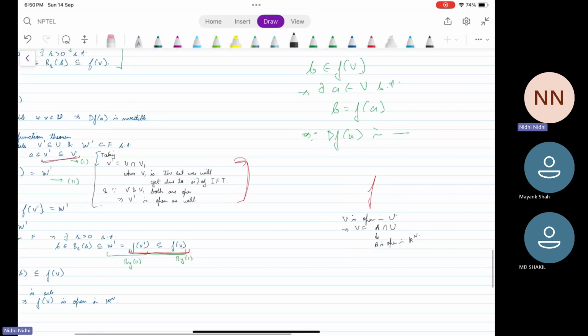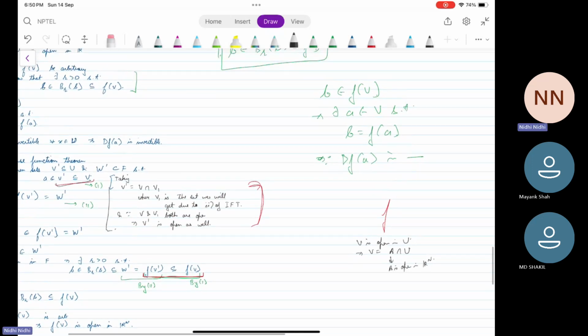Okay, okay, okay. Yeah, you're right. Because it was nowhere written that U is a subspace. So we should consider that subspace definition. So we should start with V is open in U. Okay. Yeah, with that we can do.